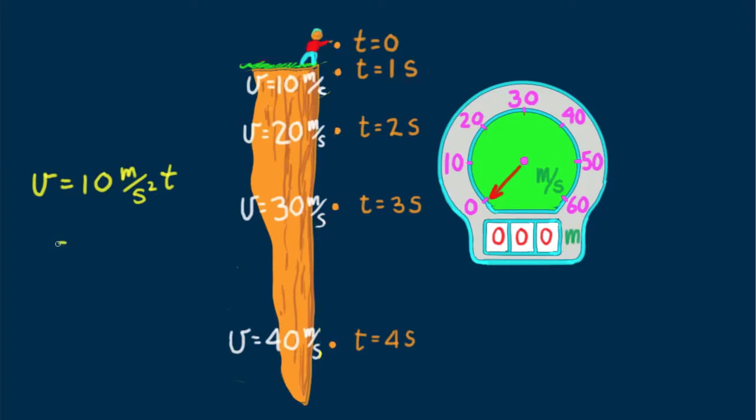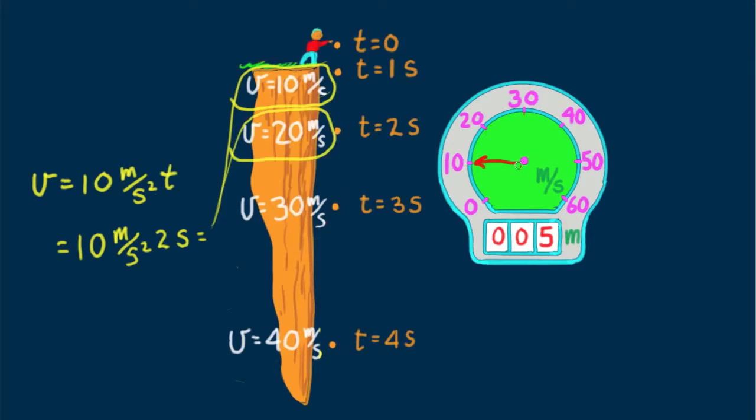Notice how this equation accounts for the speed readings. At 1 second, v equals 10 meters per second squared times 1 second equals 10 meters per second. At 2 seconds, v equals 10 meters per second squared times 2 seconds equals 20 meters per second. At 3 seconds, v equals 10 meters per second squared times 3 seconds equals 30 meters per second. At 4 seconds, v equals 10 meters per second squared times 4 seconds equals 40 meters per second.